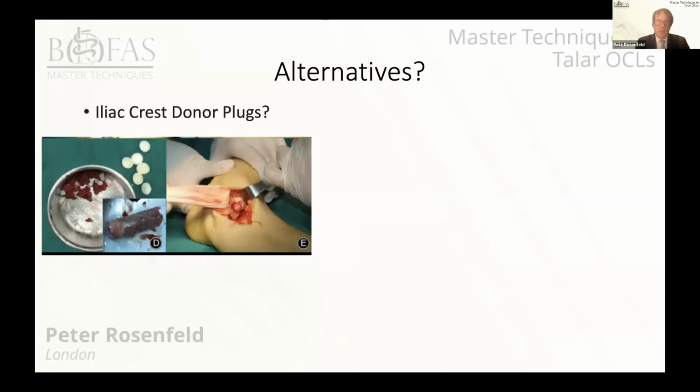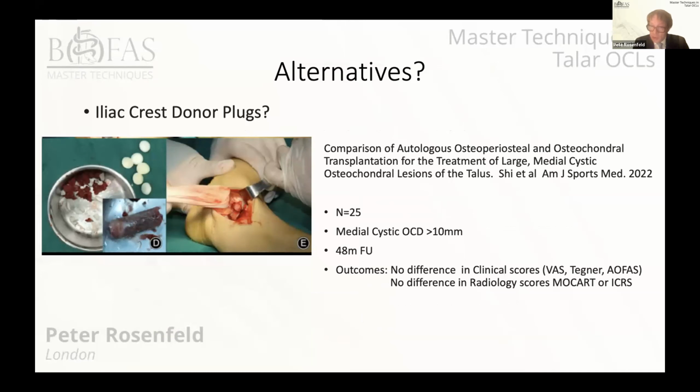Other alternatives, iliac crest donor plugs. There's a recent paper on this, which is really just using the iliac crest and its periosteum to do the same job. They've actually got very good results, and they had big cystic medial osteochondral defects. It's a 4-year follow-up, so that's certainly very interesting to use.